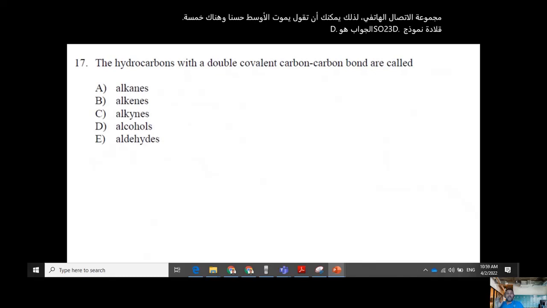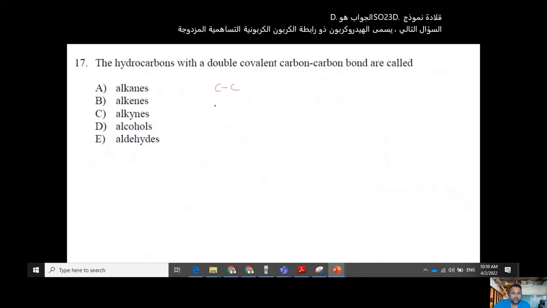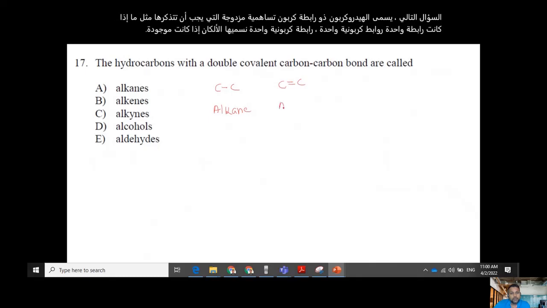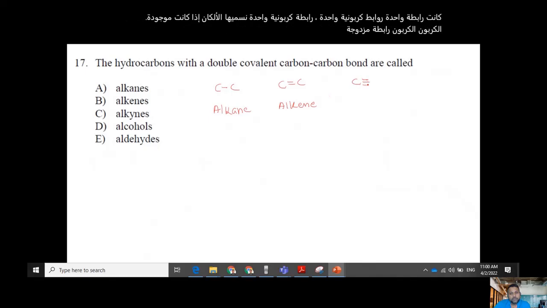Next question: the hydrocarbons with a double covalent carbon bond are called what? That you have to remember. If it is a carbon single bond, we call them alkanes. If there is a carbon double bond, we call them alkenes. And if there is a carbon triple bond, we call them alkynes. Now let's see an example.